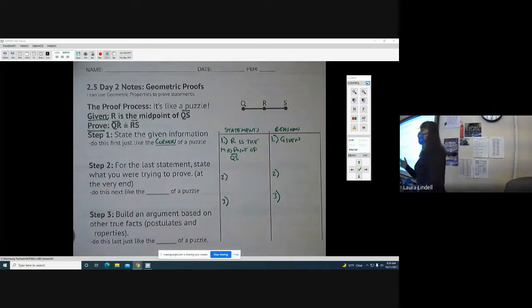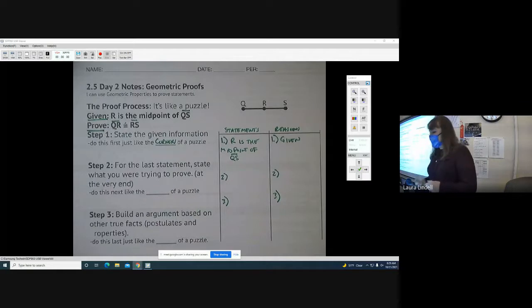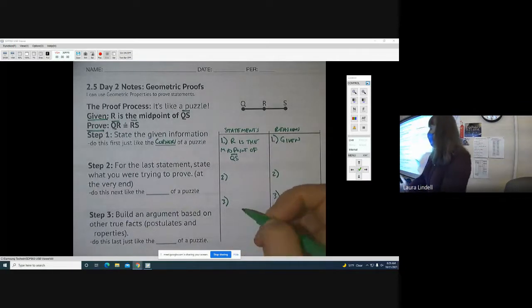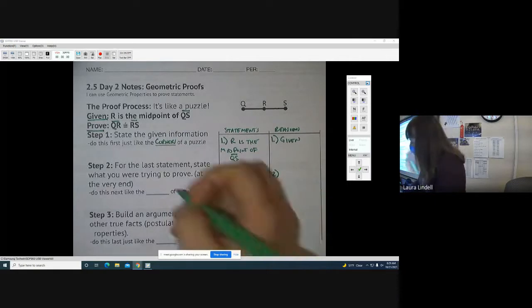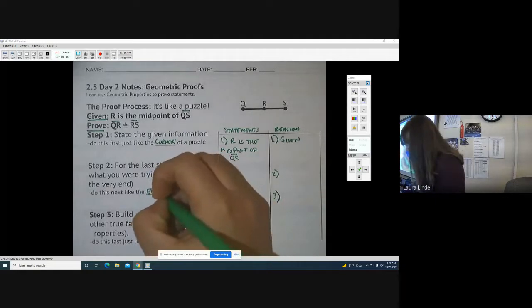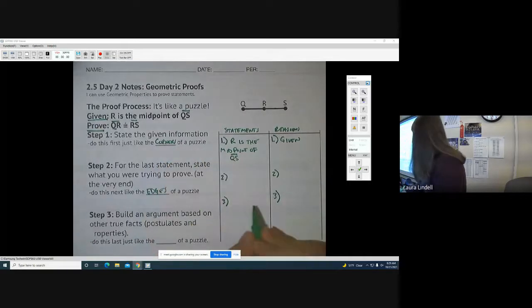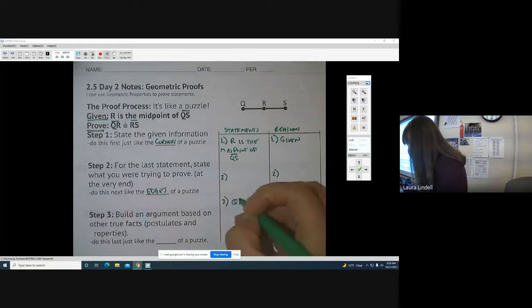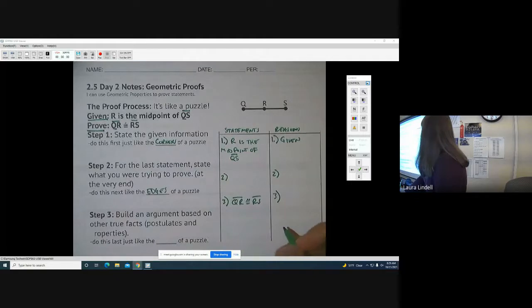So if we're going with kind of the puzzle mindset and we've done the corners, what do you do next on a puzzle? Yeah, the edges, right? So this is kind of the border. So we're figuring out where we're going to go, where we're stopping, basically. So this is like the edges when we put in on our last statement the thing that we were trying to prove. So that's going to be that QR is congruent to RS. And we might not know the reason for it yet, but we know that that's where we're headed.